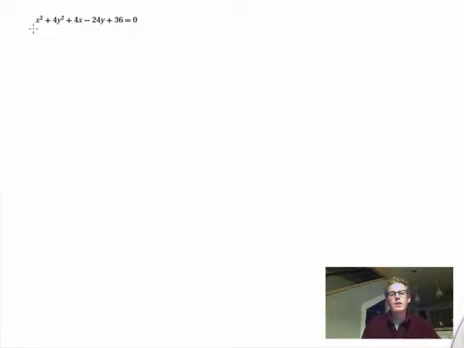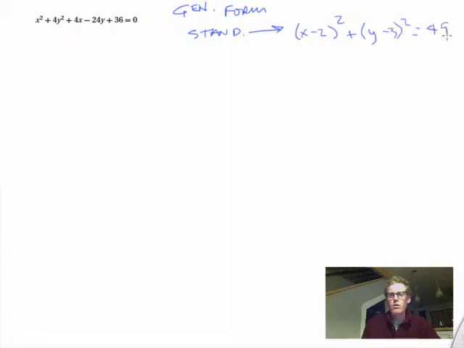For the second video, let's talk about how we can take this equation written in general form, and our goal here is to move it from general form into standard form. And the standard form is what tells me, oh yeah, I have an x minus 2 squared plus y minus 3 squared equals 49.